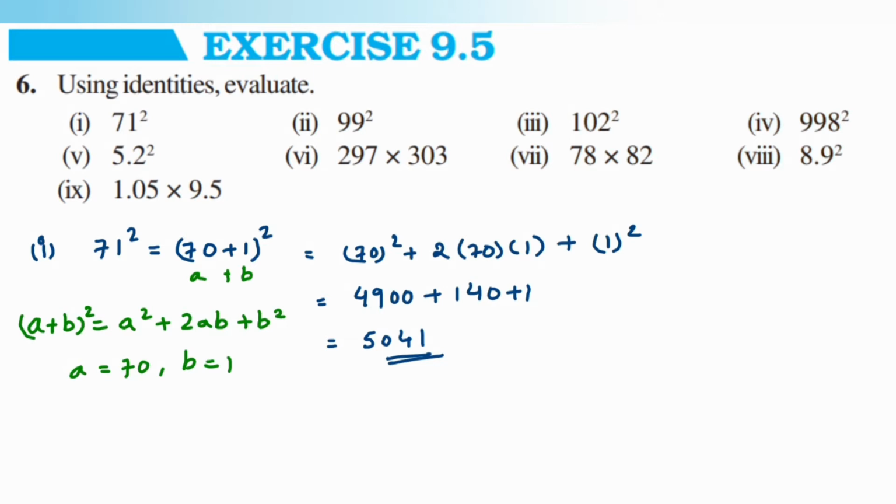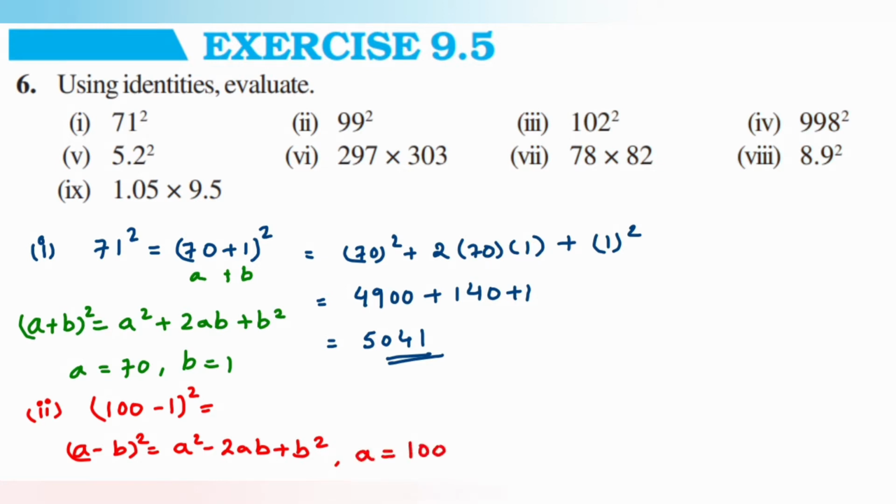Now in the second question we have 99. So 99 can be written as 100 minus 1. Even we can write down 90 plus 9 also. The thing is, I'm taking 100 minus 1 because it is easy to calculate 100 square and all. So here we're going to use (a minus b) whole square, which is equal to a square minus 2ab plus b square, where the a value we're going to take as 100 and the b value will be equal to 1. We don't take minus 1, we're taking 1.